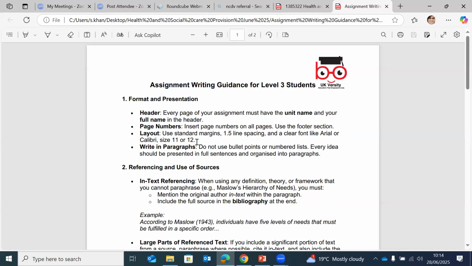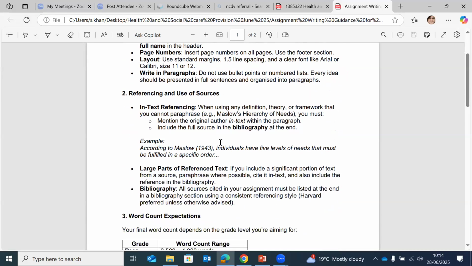I will be reiterating this again, but it tells you your format and your presentation. Every page of your assignment must have your unit name. You can do that when you insert a header and footer, and then it just goes all the way through. You don't have to keep putting it in. Your full name and your unit name as well. Page numbers need to be inserted. Use margins, 1.5 spacing, and a clear Arial or Calibri, 11 or 12. Write in paragraphs. Do not use bullet points. And I will go through this with you as well.